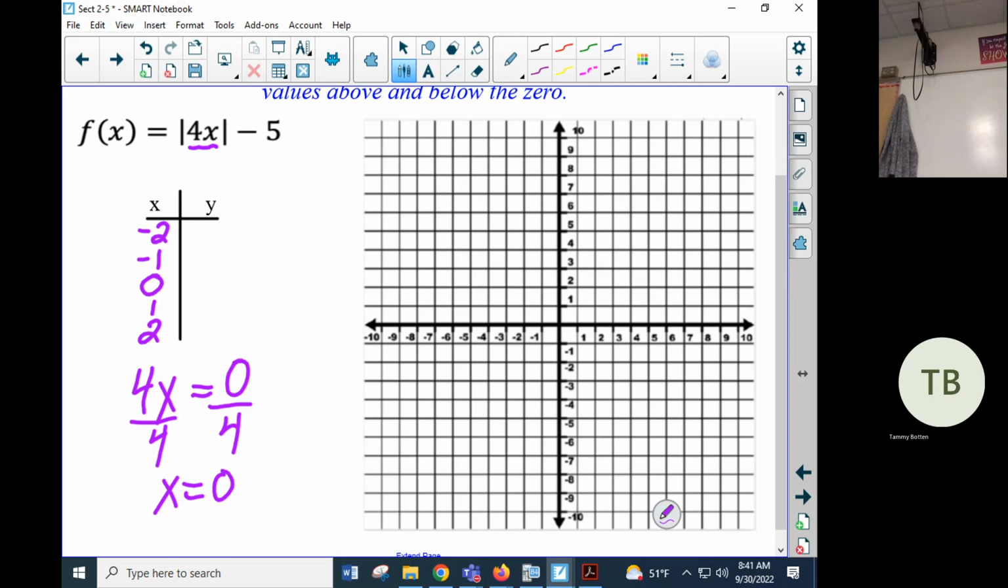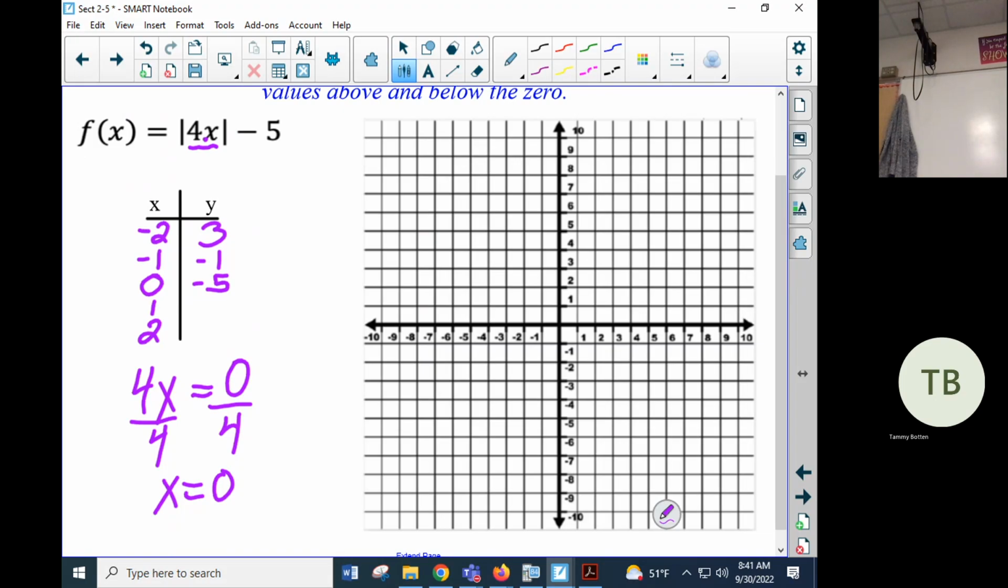If I put a -2 in here, 4 times -2 is -8. But you have to remember you're taking the absolute value of that. So it's a +8. 8 minus 5 is 3. If I put -1 in there, 4 times -1 is -4. But I'm taking absolute value, so it's a 4. 4 minus 5 is a -1. Okay? If I put 0 in there, 4 times 0 is 0. Absolute value of 0 is 0. 0 minus 5 is -5.